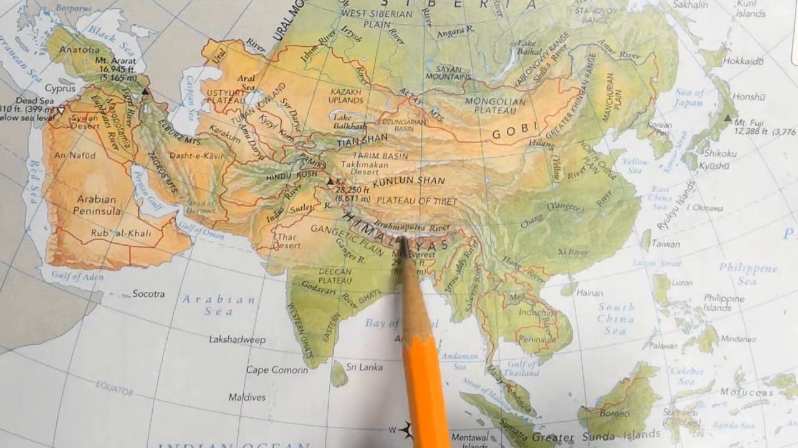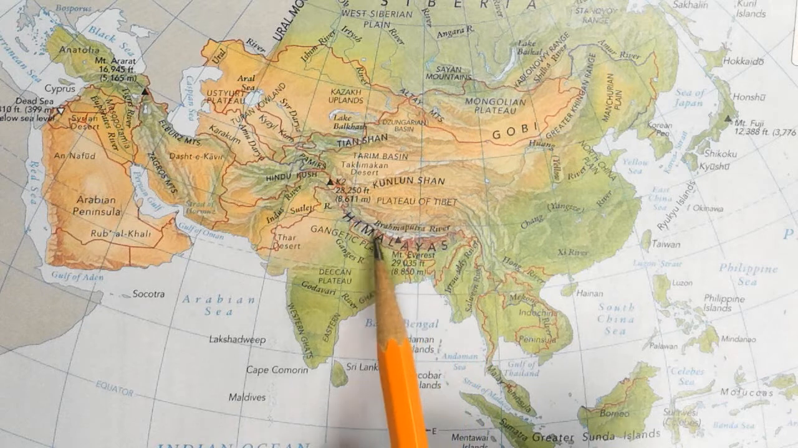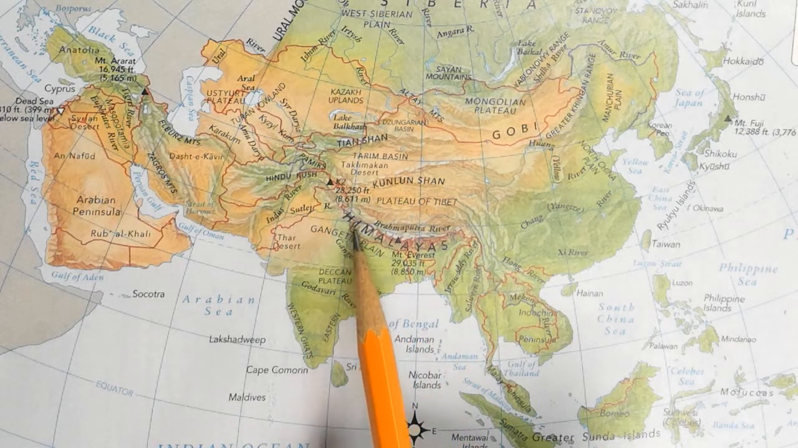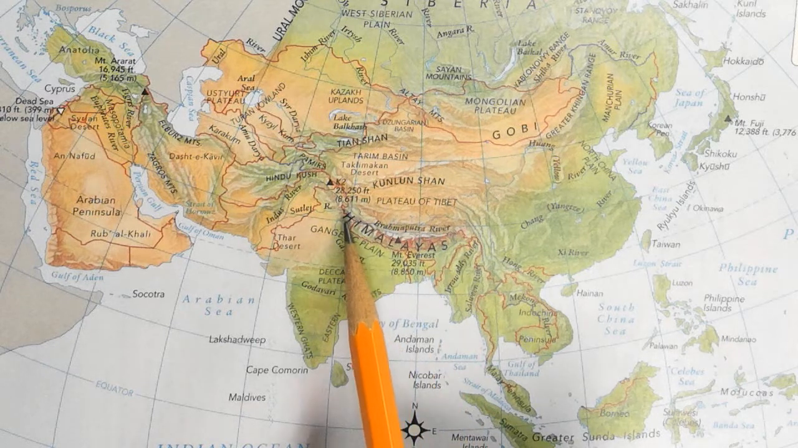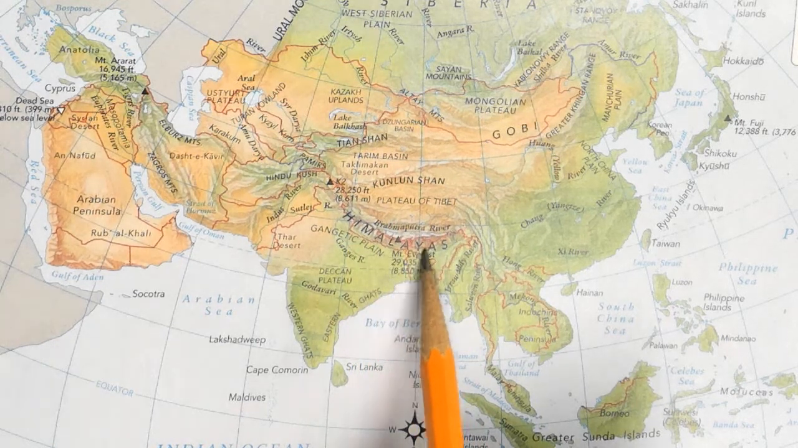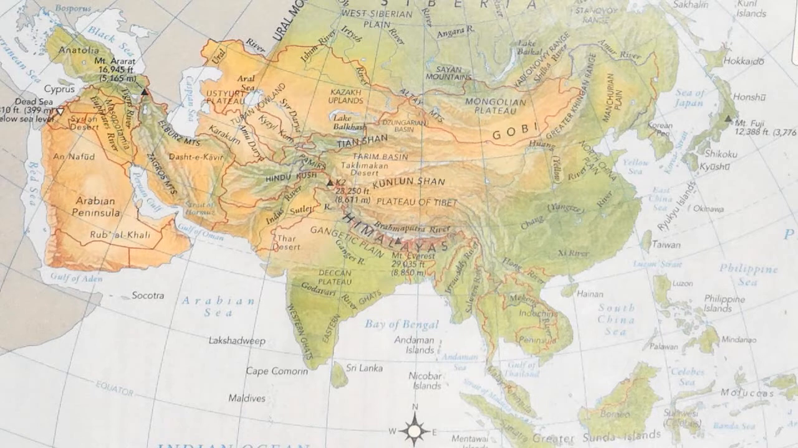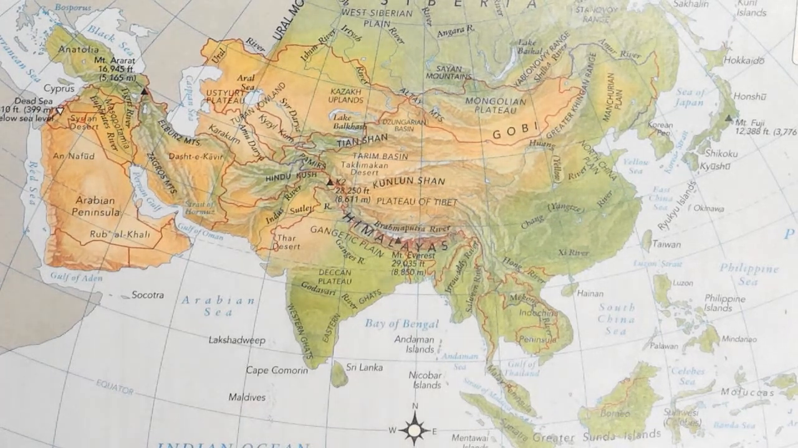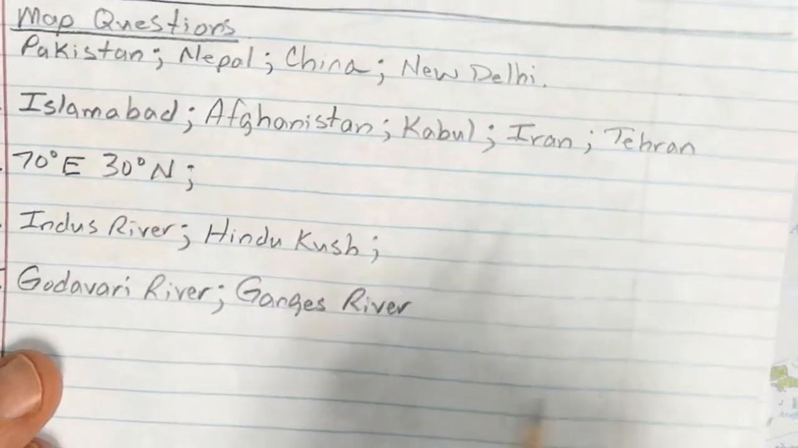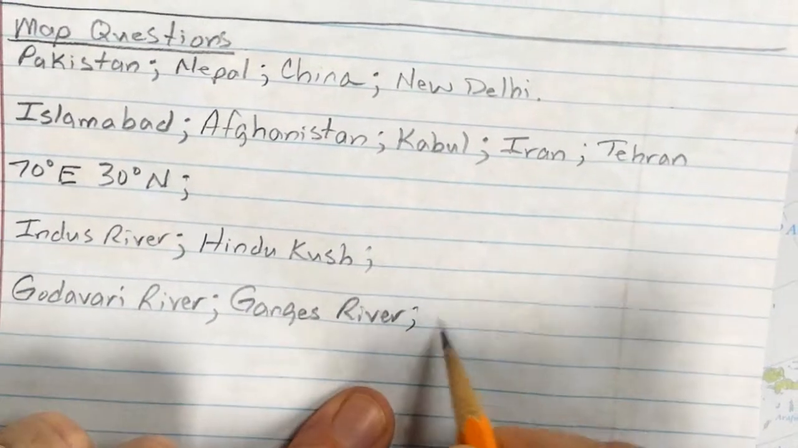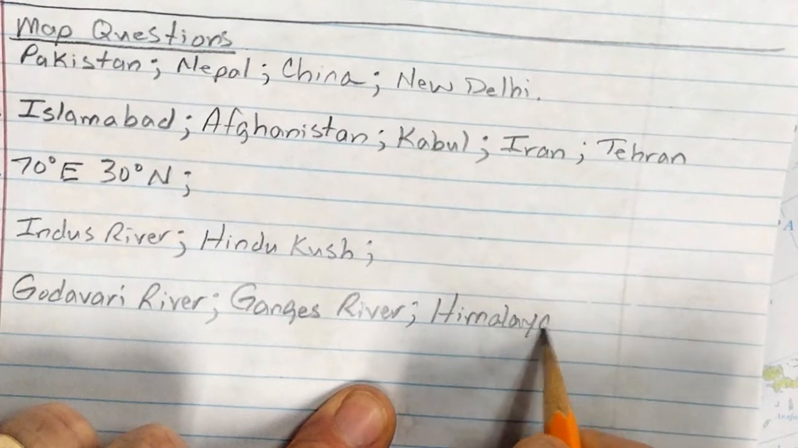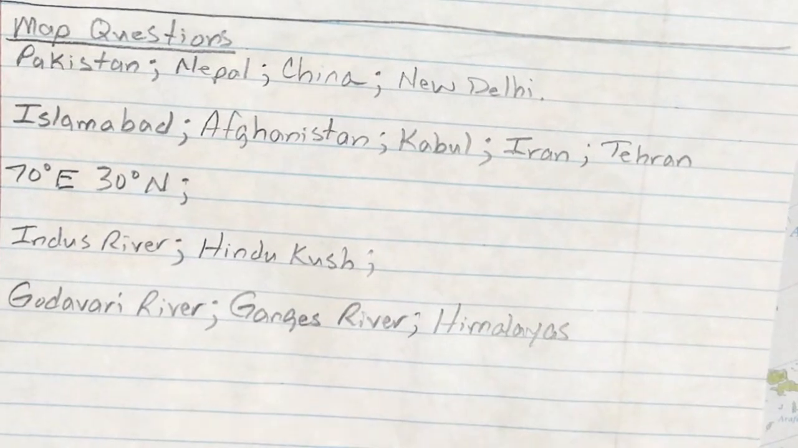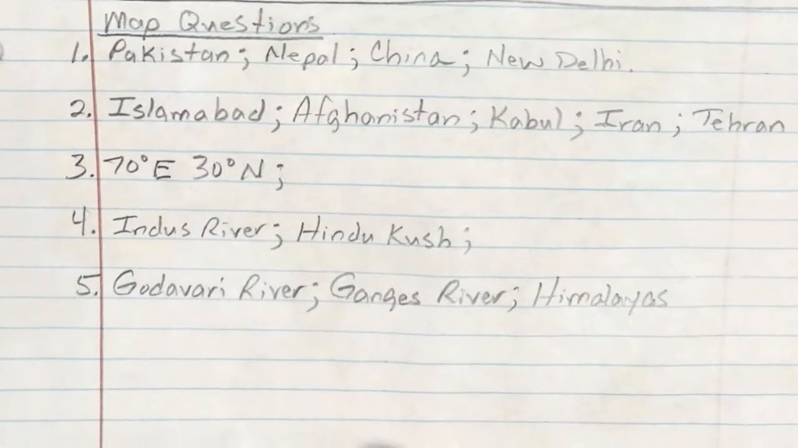Now, there's a great big mountain range right there. And the name of it is right there. You should be familiar with that. There it is. Himalayas. That's the Himalaya Mountains, the tallest mountain range in the world. Okay, so that's the mountain range where the Ganges River flows from. So, we're going to put a semicolon after Ganges River and write Himalayas. And that's number 5.